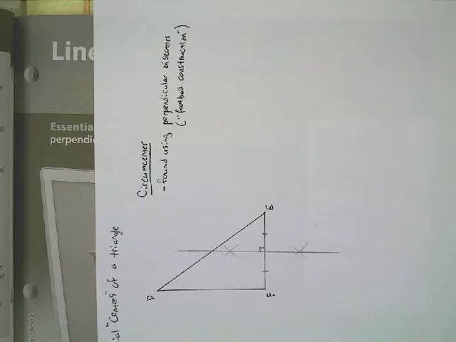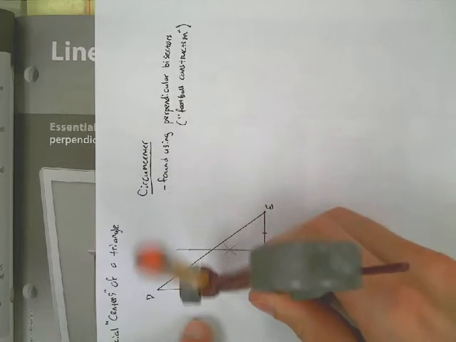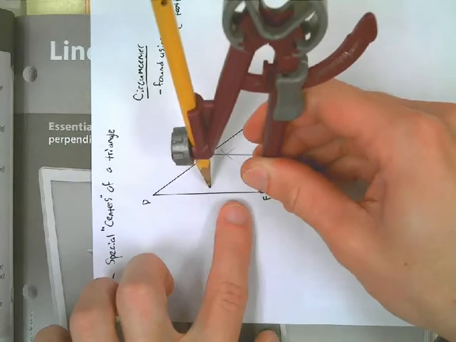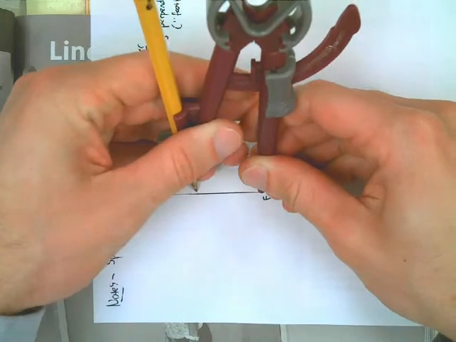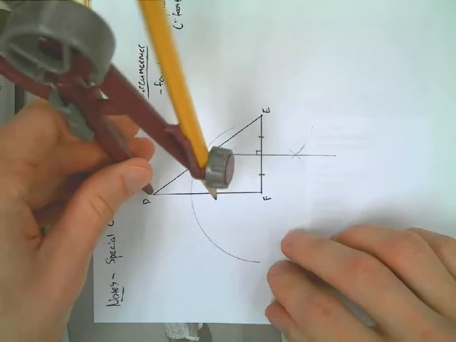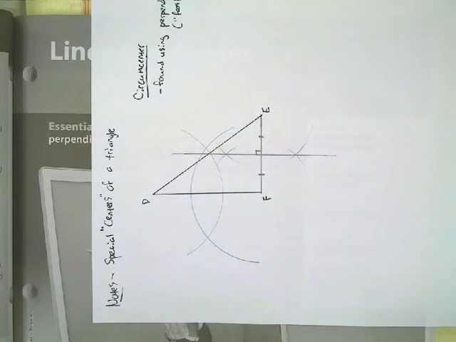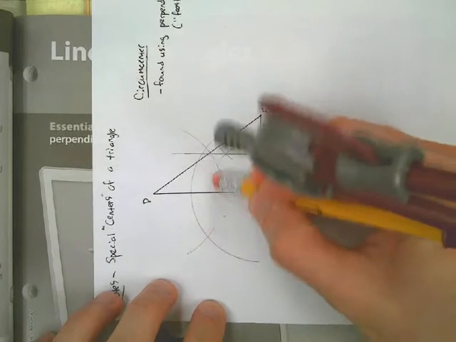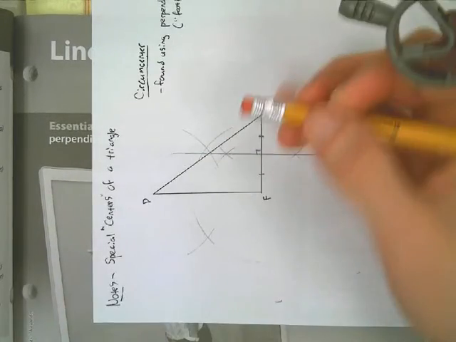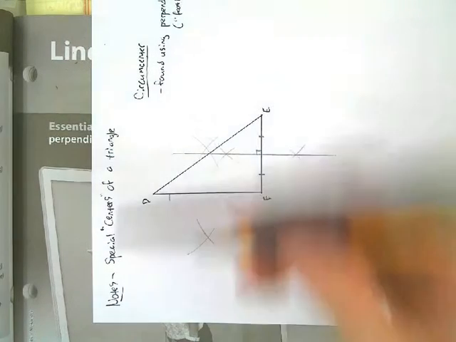So I'm going to pick side FD here. Okay. I can see my compass is not quite more than halfway, so I'm going to open up a little bit more and do the arc. And then do the arc here. Okay, and again, if you want, you can erase back some of the markings. And then again, we'll draw that perpendicular bisector in.